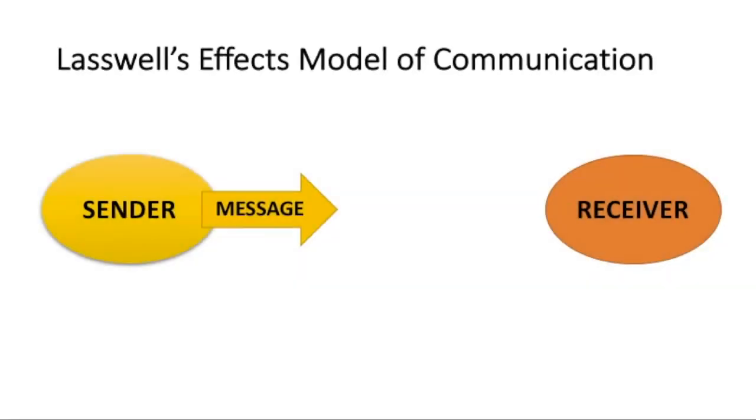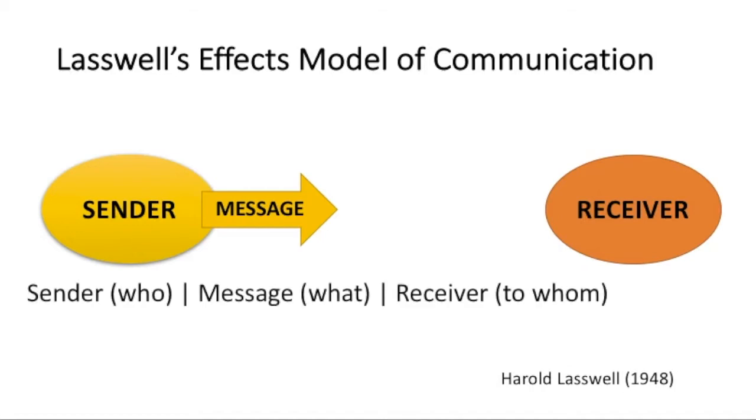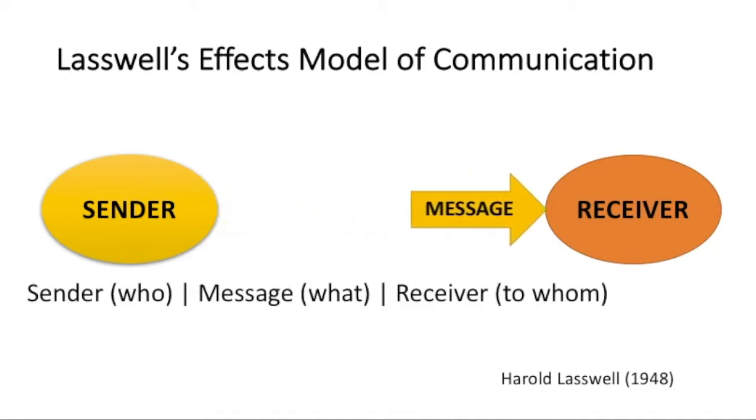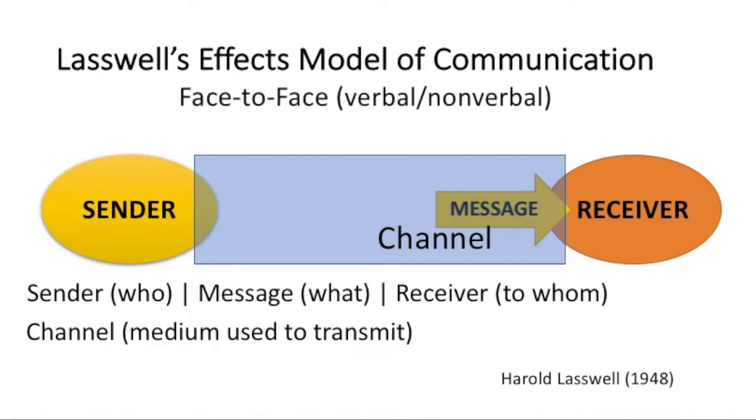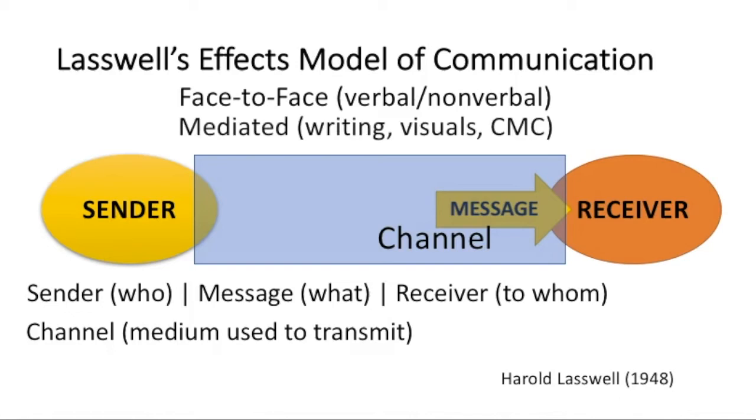Jumping ahead many centuries, we come to Lasswell's effects model of communication. This is also a linear model that keeps the idea of a sender, message, and receiver. However, Lasswell adds the idea of a channel, which is the medium used to transmit the message. We can break channels down into two categories. The first are face-to-face channels, which include things like speech and body language that we use in one-on-one interaction. The second includes other forms of mediated channels, like writing, visual, and computer-mediated communication.